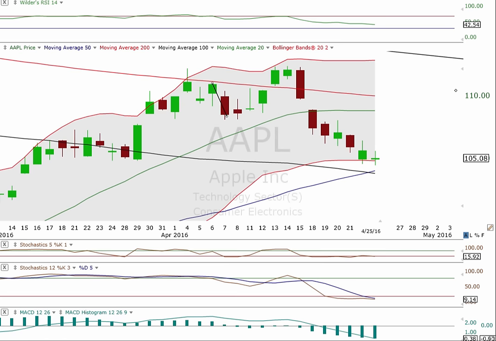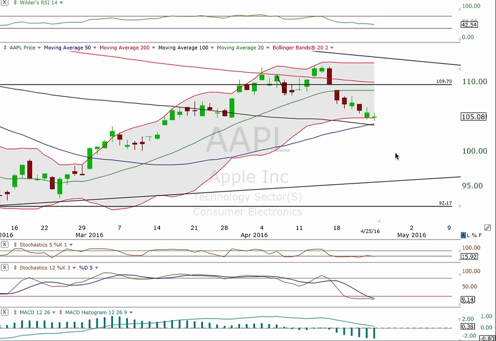It's just sitting here hanging out. We do have this gap right here. We want to be aware of 109.70. That's a very important gap to know, and we also have another gap right here at 102 and change. Stochastic is still coming down, and your MACD histogram is still coming down.